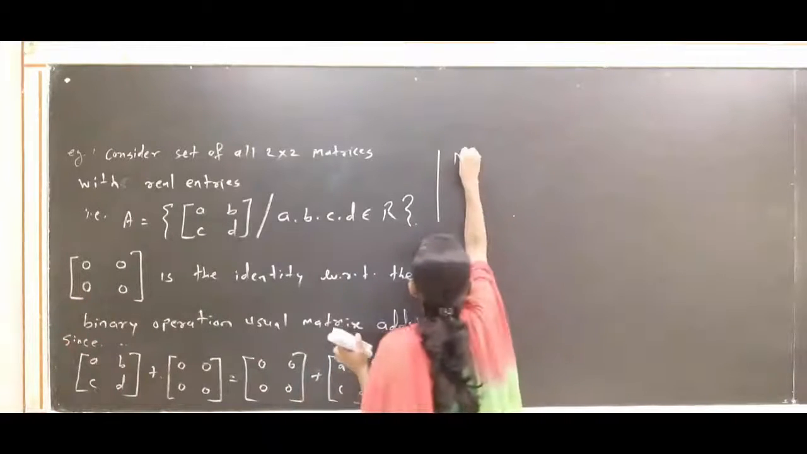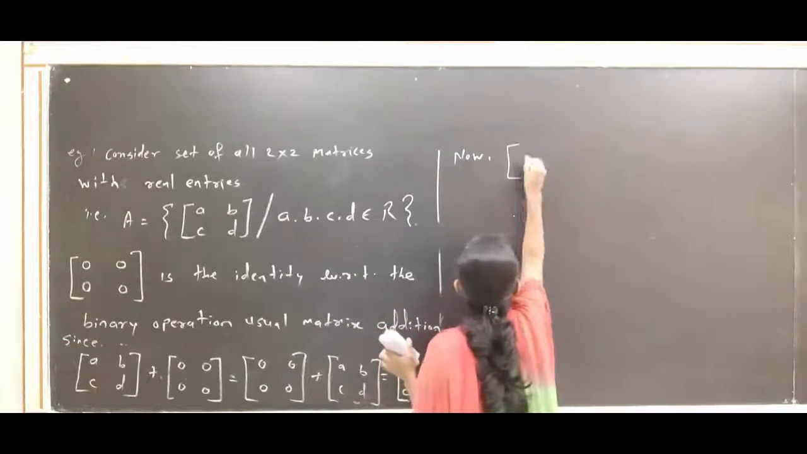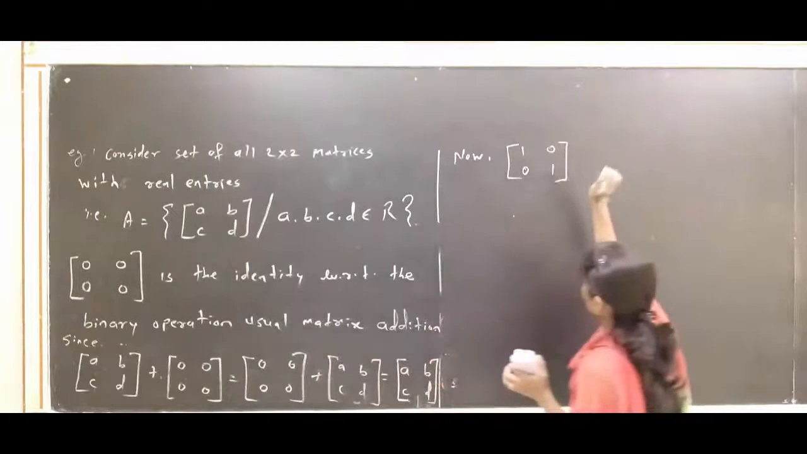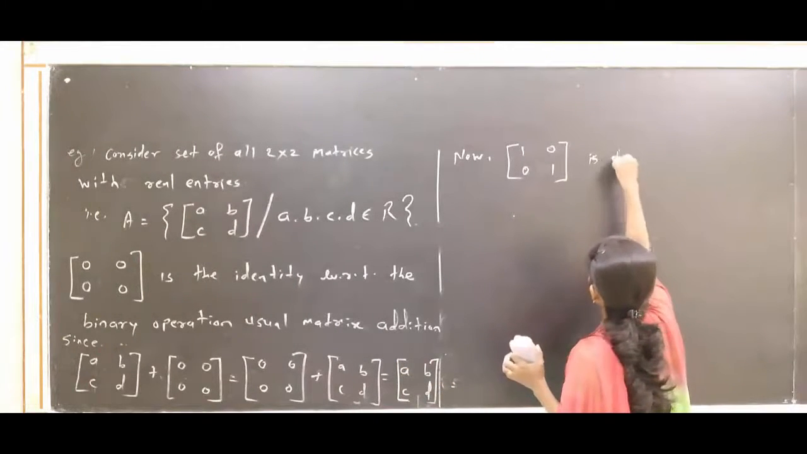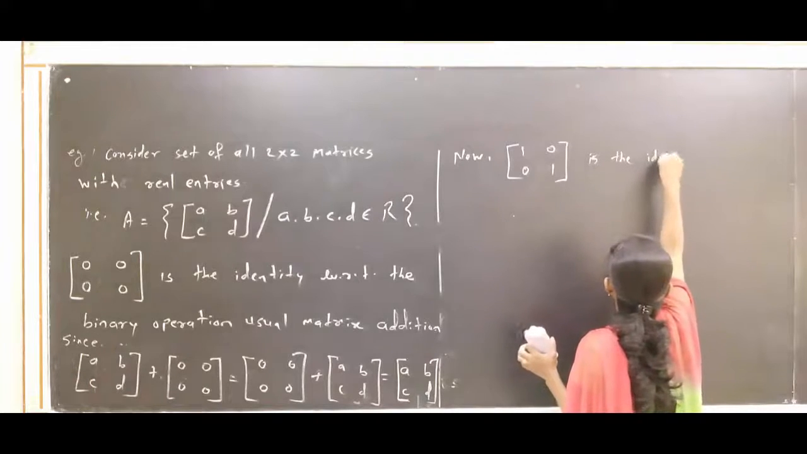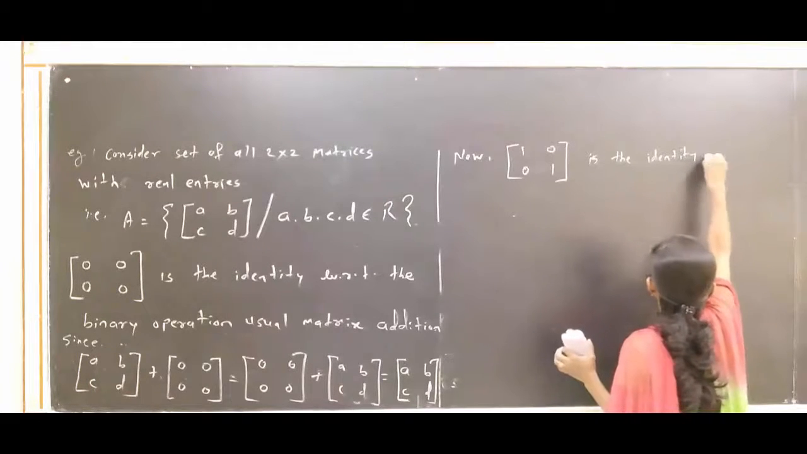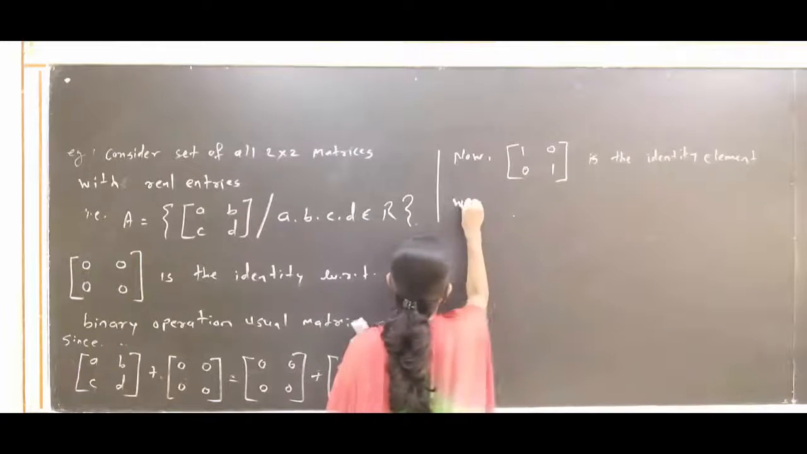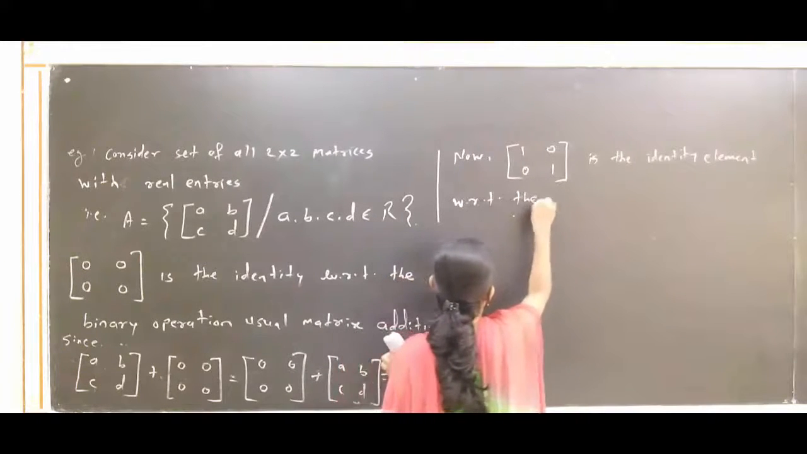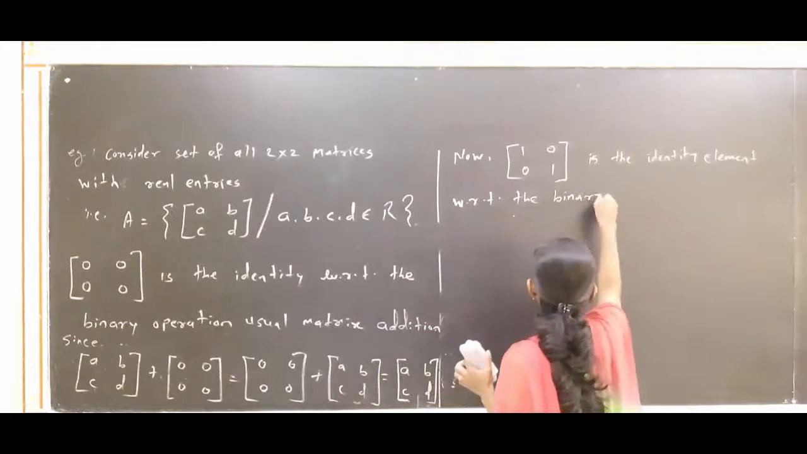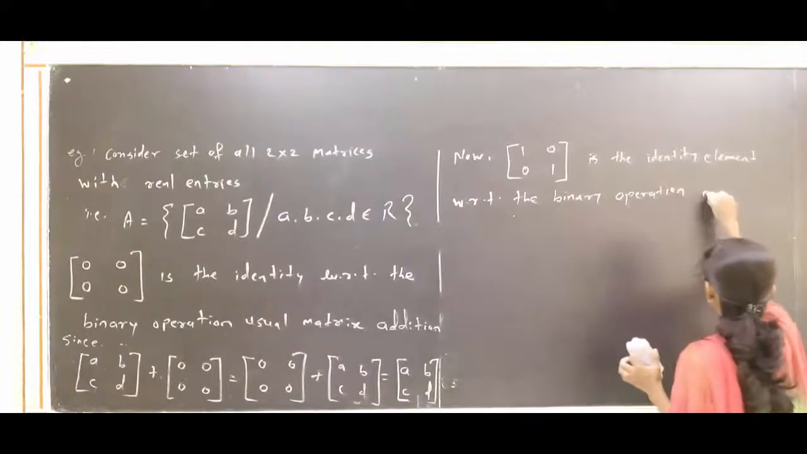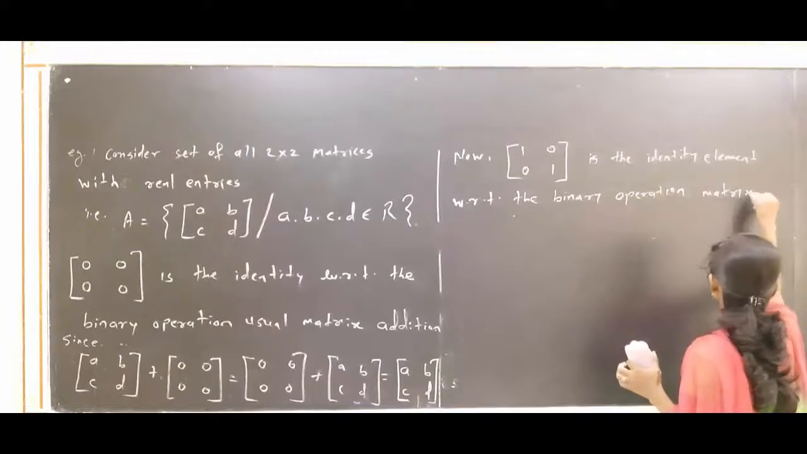Now the matrix 1, 0, 0, 1, with main diagonal entries 1, is the identity element with respect to the binary operation matrix multiplication.